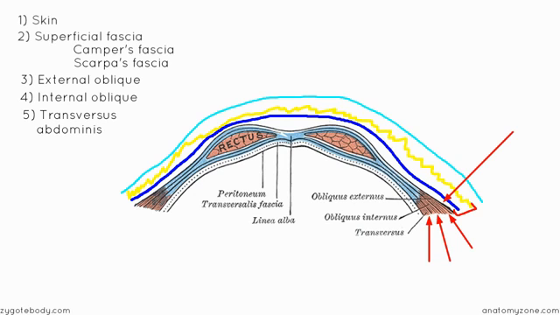After the transversus abdominis, there's this thin layer of fascia which is called the transversalis fascia, and this lines the transversus abdominis, and it also lines the abdominal cavity. So it lies right underneath the transversus abdominis, and it runs just underneath, and it lines the abdominal cavity. So I'm drawing this on in green. So this is the transversalis fascia.